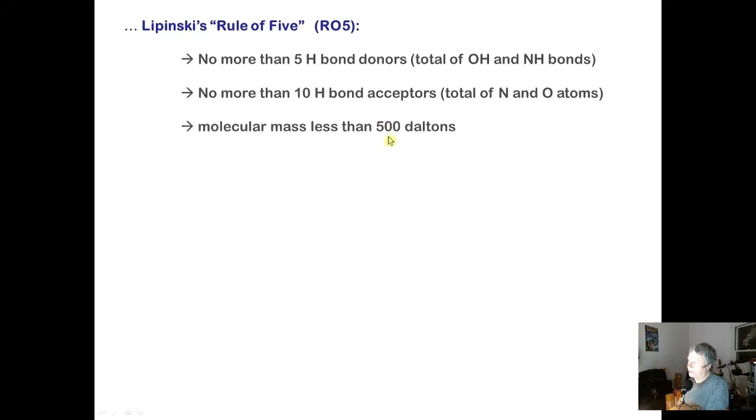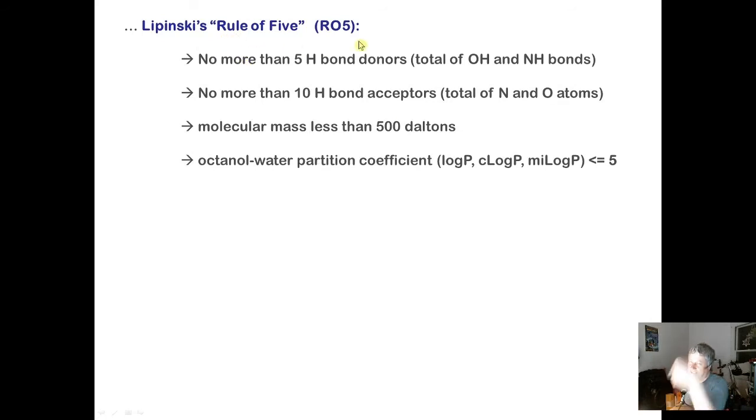Molecular mass has to be less than 500 Daltons. So that's also easily calculated. These are all easily calculated, and we can either do it visibly by eyeball, or we can have a computer program tell us. And then the octanol-water partition coefficient, which could be log P, C log P, or this MI log P that we're talking about, has to be less than or equal to 5. So now we see the number 5 a couple times: 5, 10, 5, 500, and 5. And the hydrogen bond acceptor count is just 2 times 5. So that's why it's called Lipinski's rule of 5.